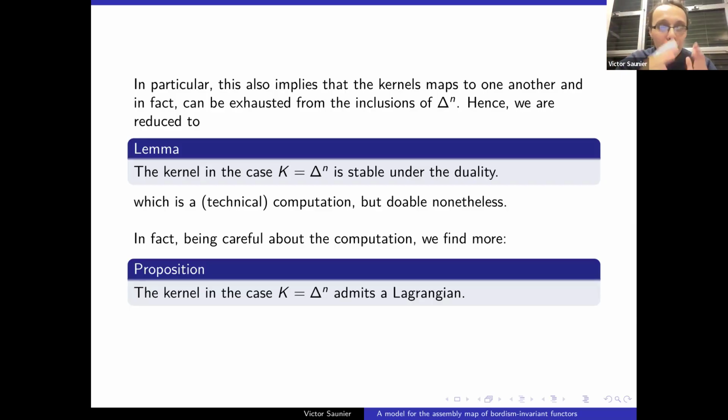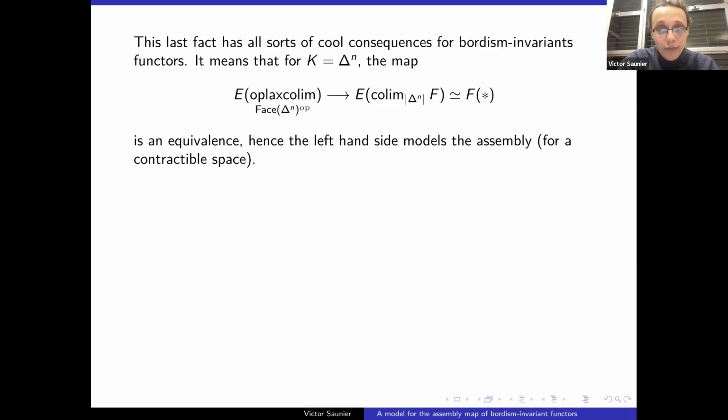If you do the calculation correctly, you will find out that in delta n there is a Lagrangian. So there is some sort of maximal subcategory of K that you can write, and together with its dual, they generate the whole kernel, and the kappa vanishes on all of those guys. Now this is very cool, and this is somehow where the magic happens.